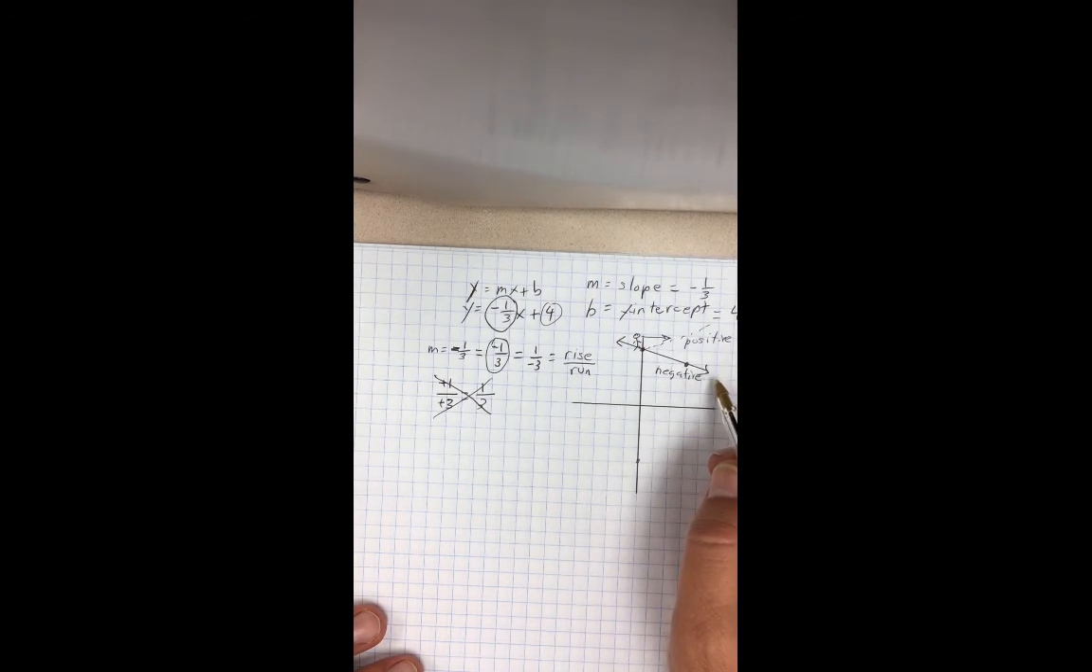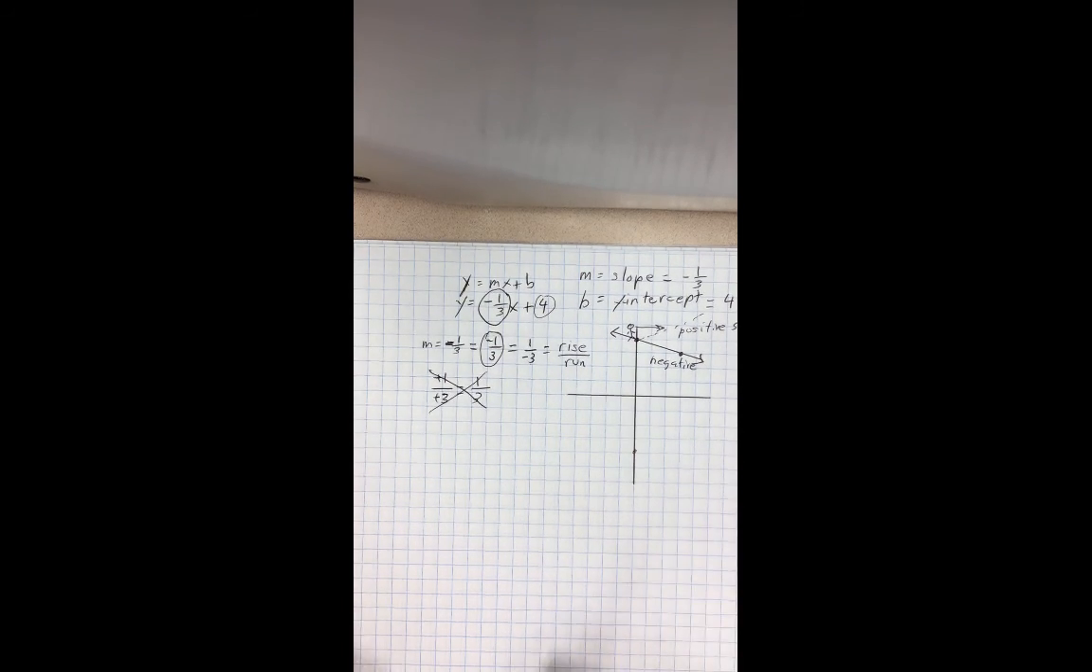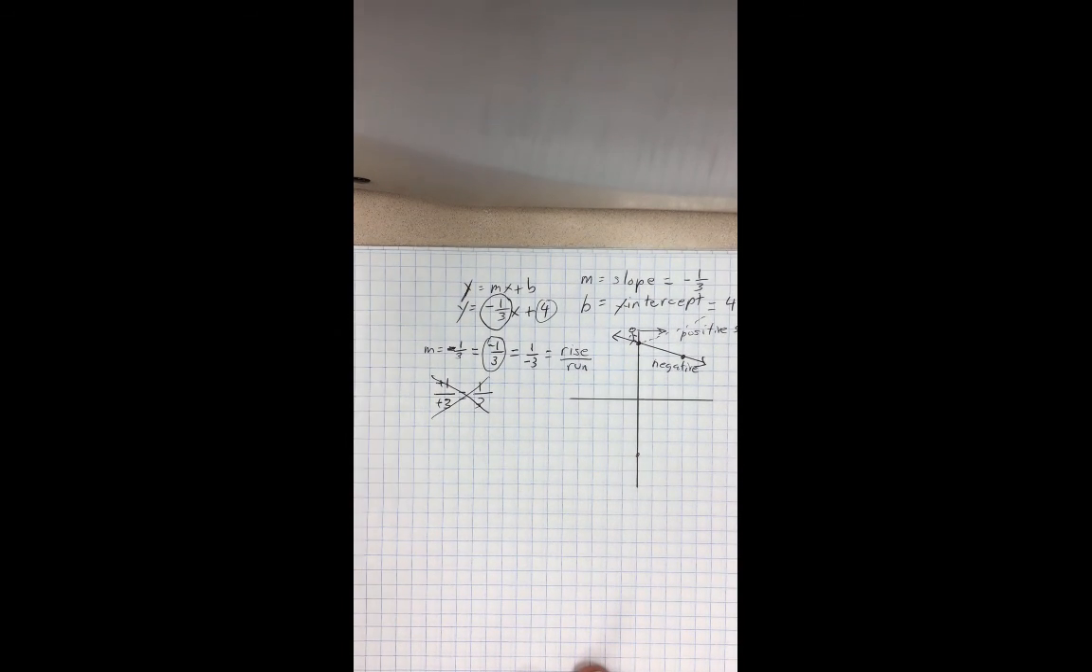Do you really have a negative slope, or have you drawn a positive slope, or vice versa? So that's how you graph with negative slopes using slope-intercept form.